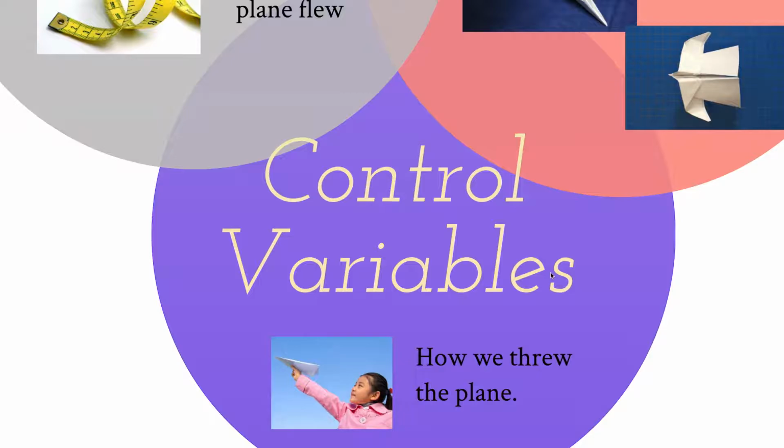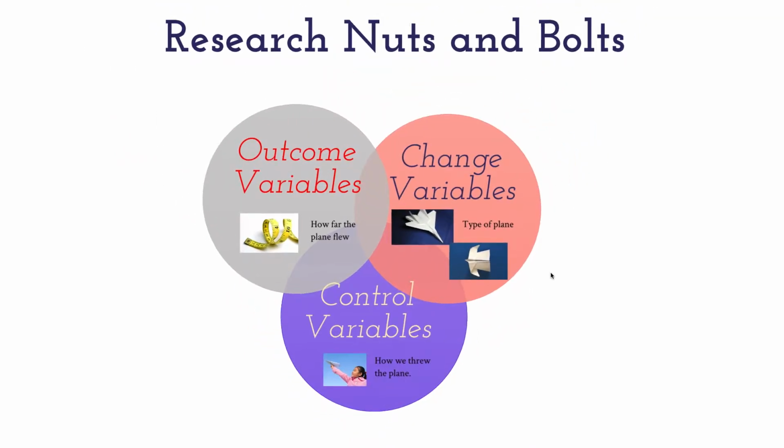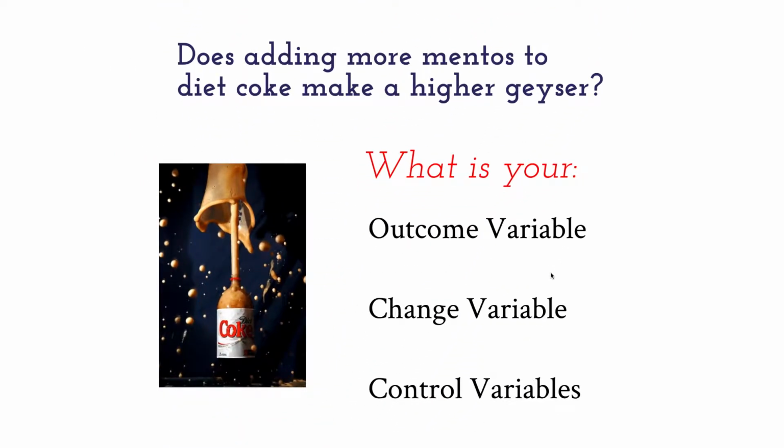And we can do a little activity just as a whole group with this using a very popular experiment, which is called Mentos and Coke. Everybody knows Mentos and Coke. You make this cool geyser. It's really fun. So, okay, as a group, what do we think the outcome variable is when we're trying to make the highest Mentos and Coke geyser?